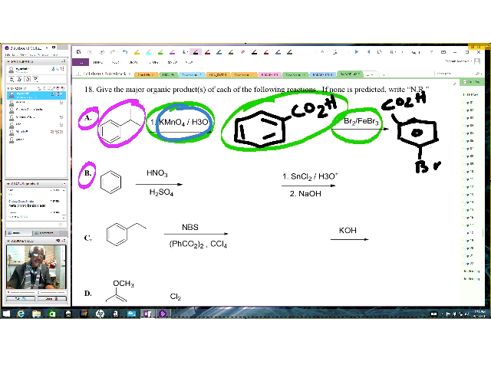Let us go to B. In B, we have benzene reacting with nitric acid in the presence of sulfuric acid. What do you think we are going to get here? What kind of reaction is this?